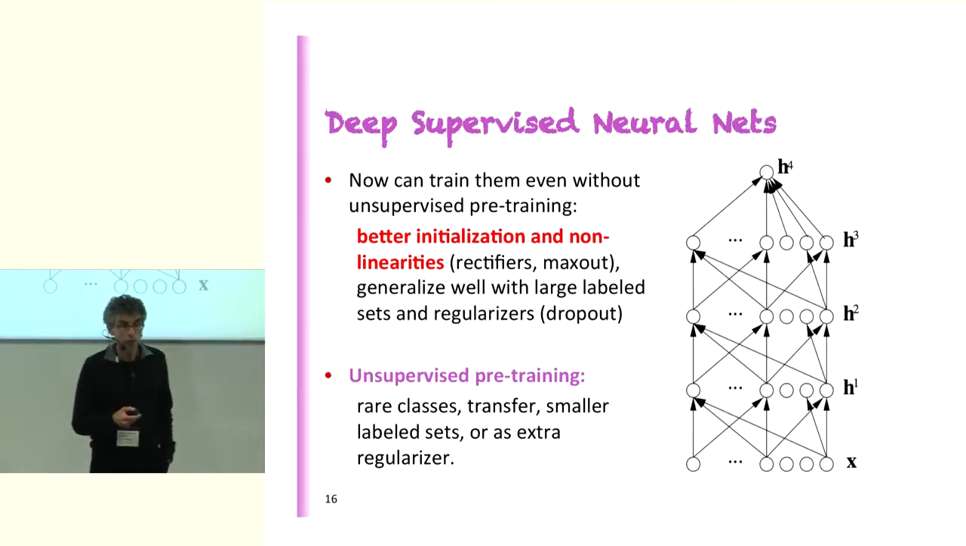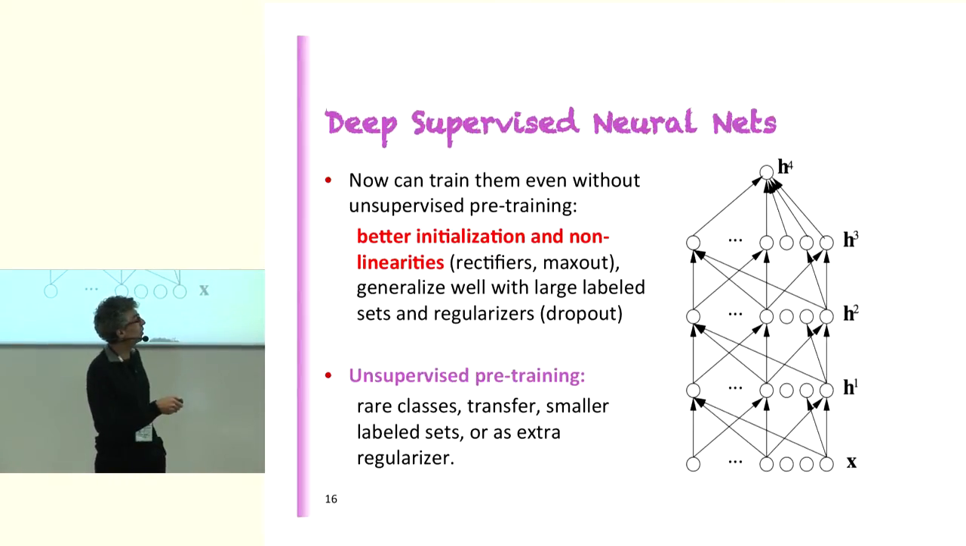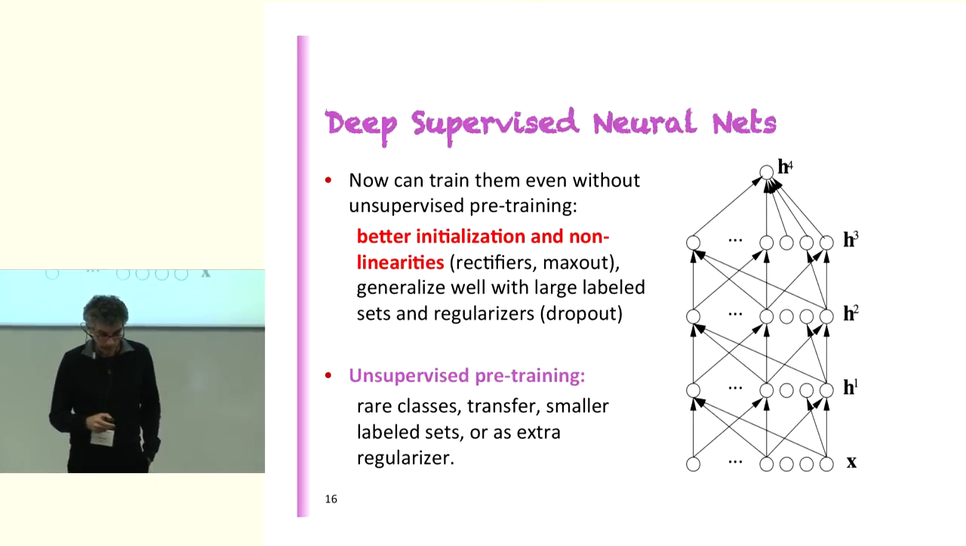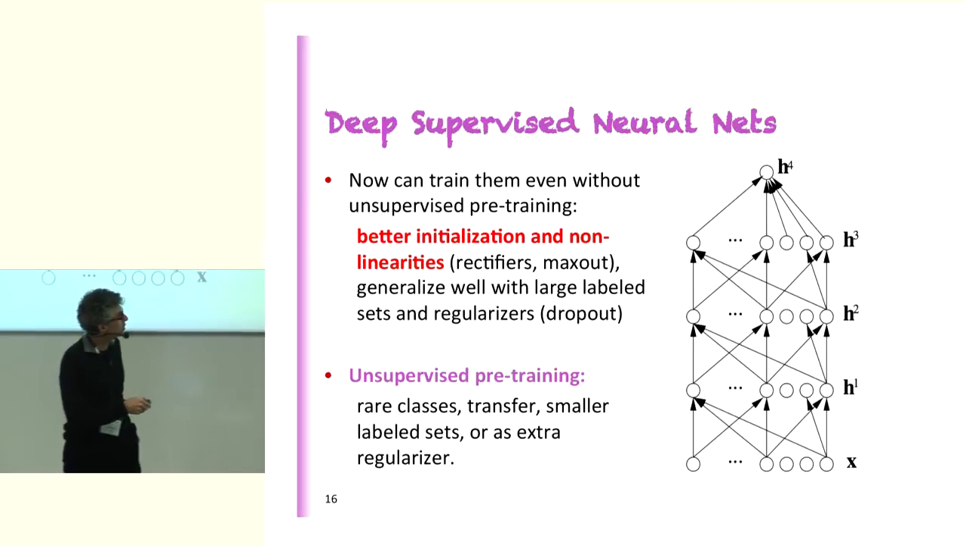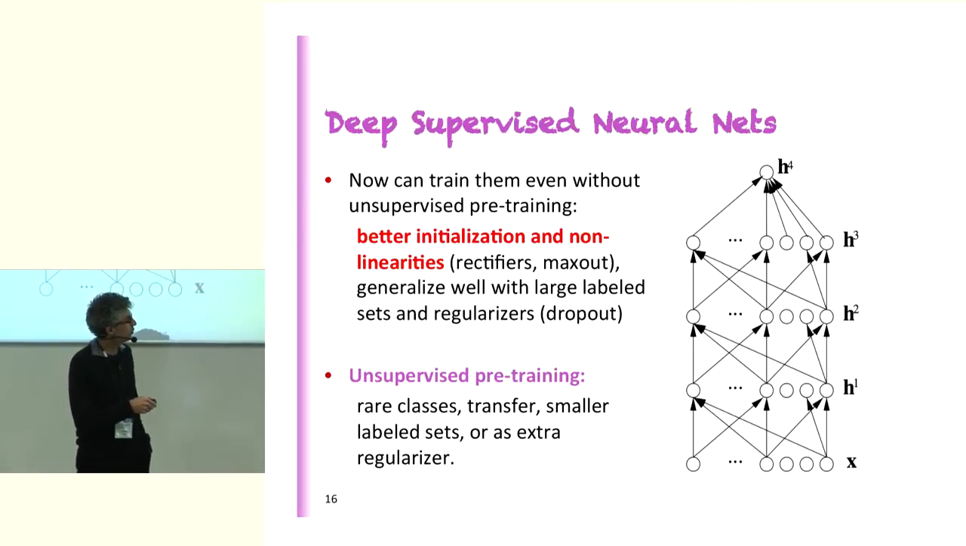And new forms of regularization have been discovered in the last few years. One I'll mention called dropout, which is also very successful. As for the unsupervised pre-training strategy, it's still useful when you deal with rare classes, when you want to transfer to new classes, when you have small labeled sets, or simply as a regularizer.